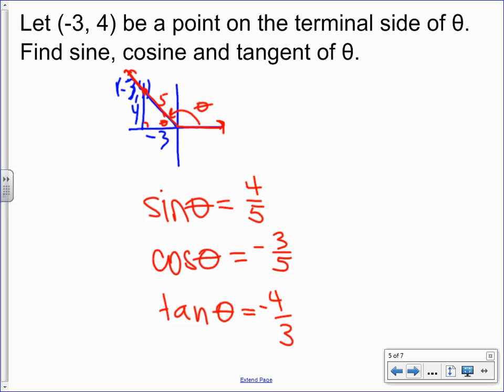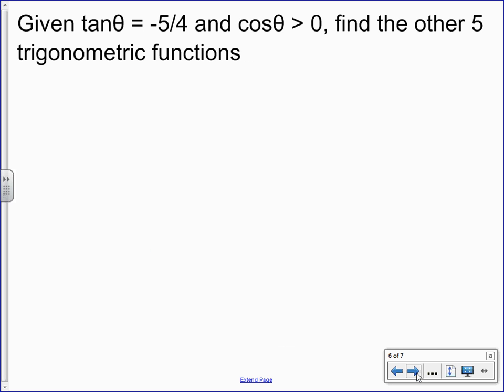Okay. So you'll have some of these problems this evening where you'll have to plot the coordinates, draw the reference triangle, find the hypotenuse, and then find all of your ratios. Now another type of problem you could come across is something like this. I'm going to give you some information about a trig function. I'm going to give you another piece of information about theta. Find me everything else.